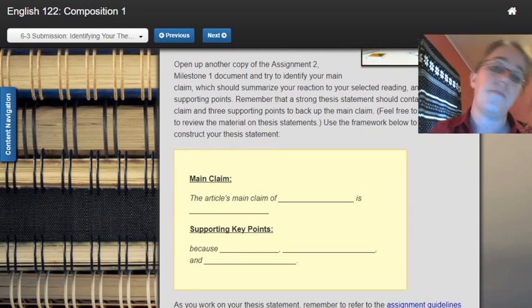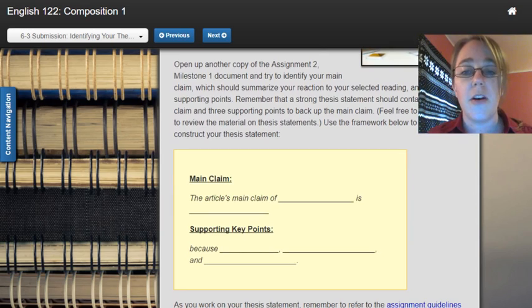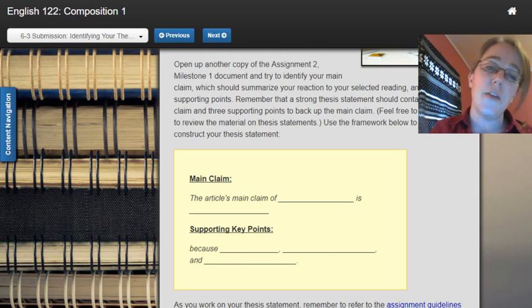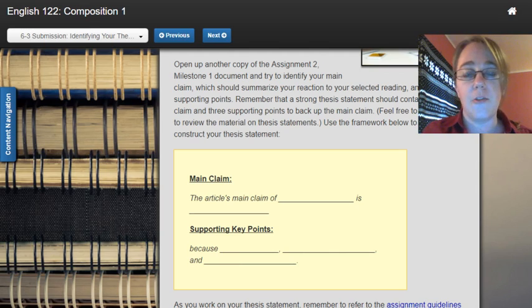All right. Remember that a strong thesis statement should contain your main idea as well as a couple, usually 3, supporting points to back up that main claim. And I say remember because at this point in MindEdge we should have already covered what a thesis is, but now we're putting it all together.